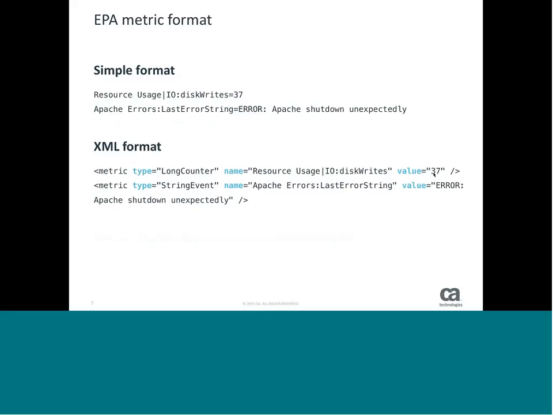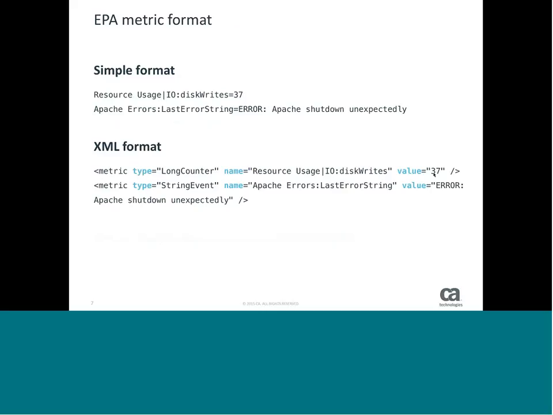Communication of metrics. I will not be covering the traces in this session. Communication of the metrics takes part over 2 formats. The one is the simple format, where you just have the metric name, for example, and here we have resource usage, pipe IO, colon, disk life equals 37. So we have the metric path, resource usage, pipe IO. So we have the folder resource usage, and the metric name is described, and the value is 37.